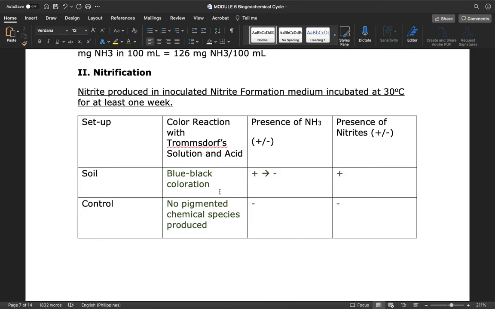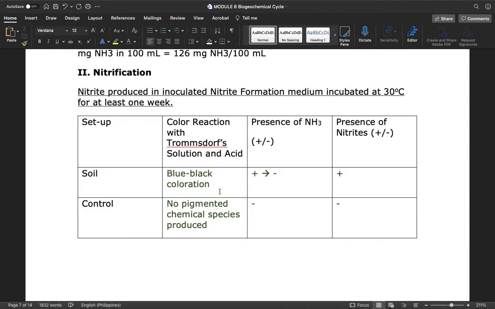For soil, under the nitrite part of the Tromsdorf's reaction, we expect of course a blue-black coloration. I'll explain later why it is blue-black. And for the control, there's no pigmented chemical species that is expected to be produced.